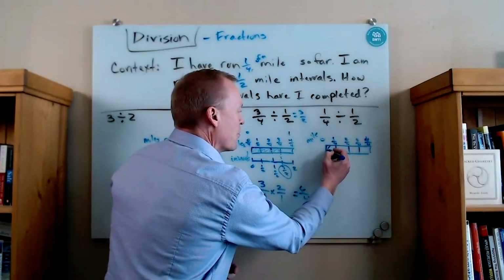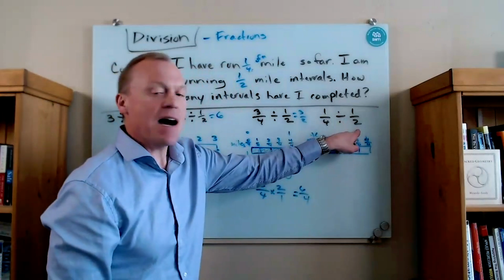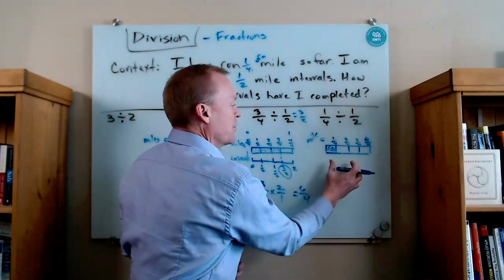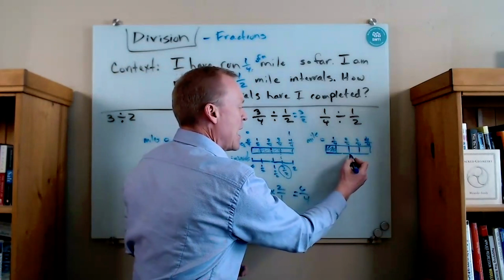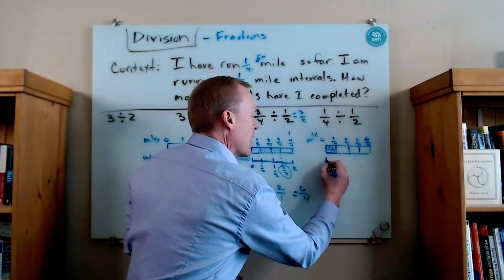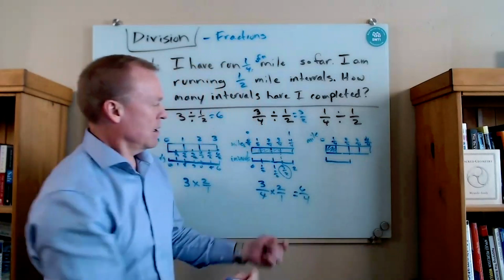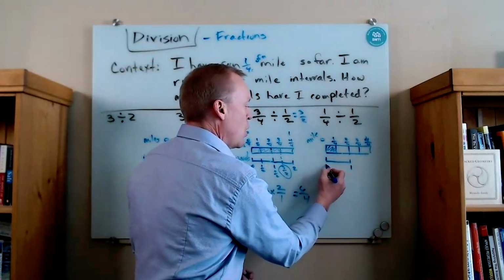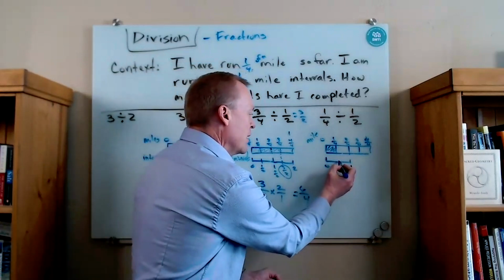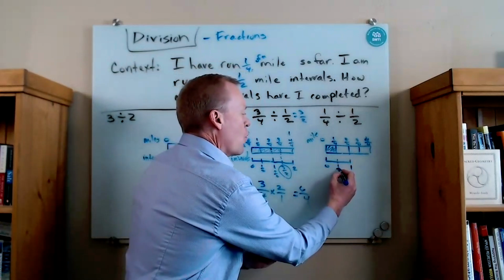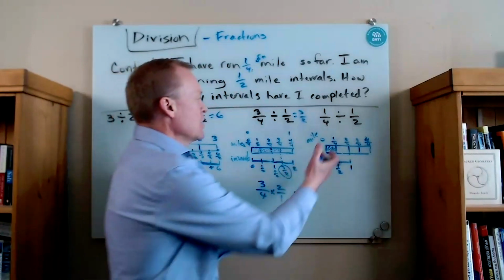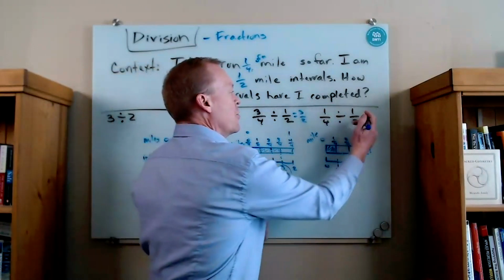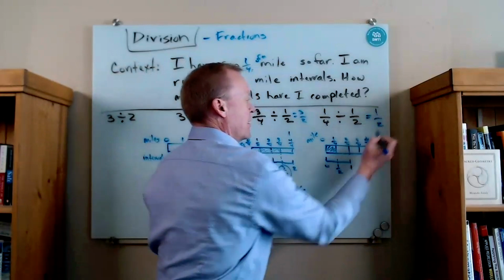Here, I've only run this amount. Now again, the divisor, one way of looking at it is to measure it. So I have a 1/2 mile scoop here. The 2/4 and the 1/2 are the same. So I'm wondering how much of an interval I've run. Here I haven't even run 1 interval. I've only run 1/2 of an interval. So 1/4, how far I've run out of my interval, is 1/2.